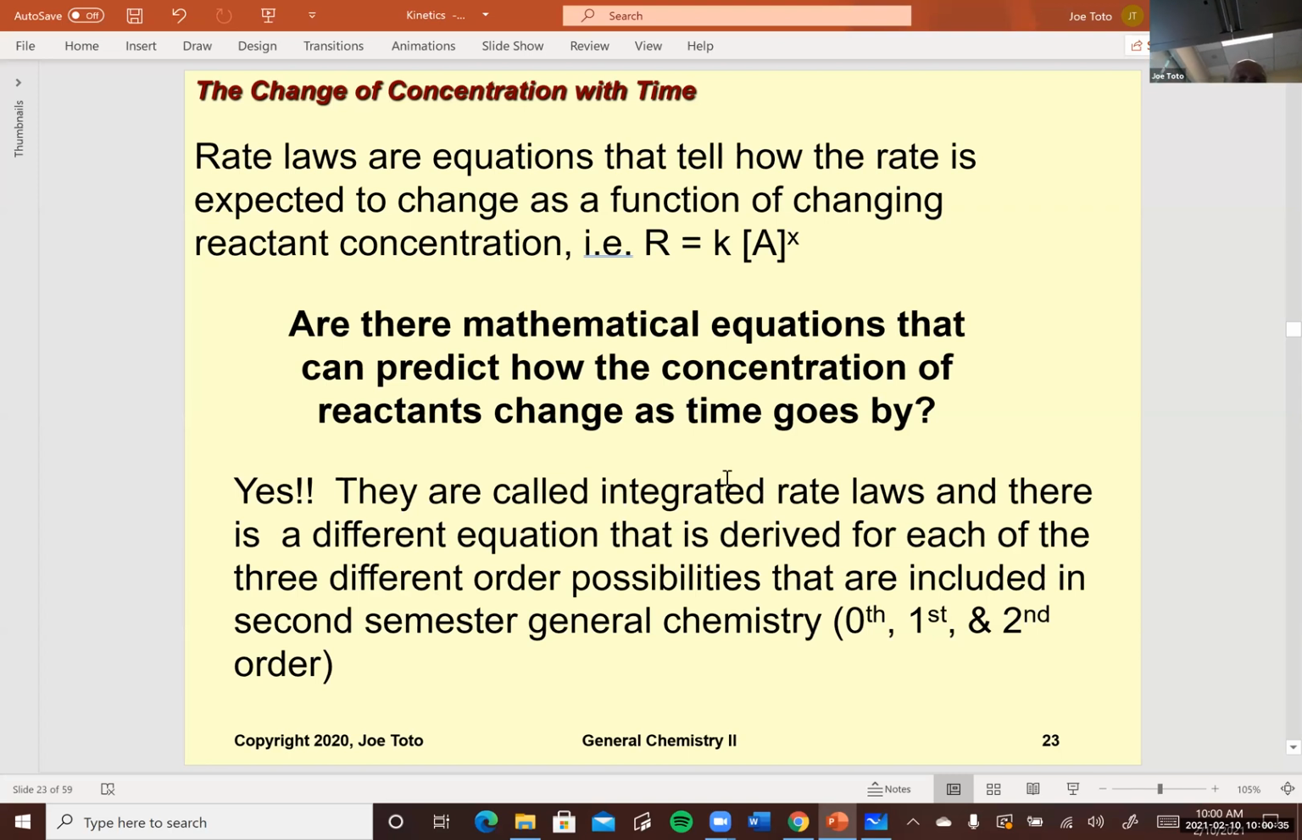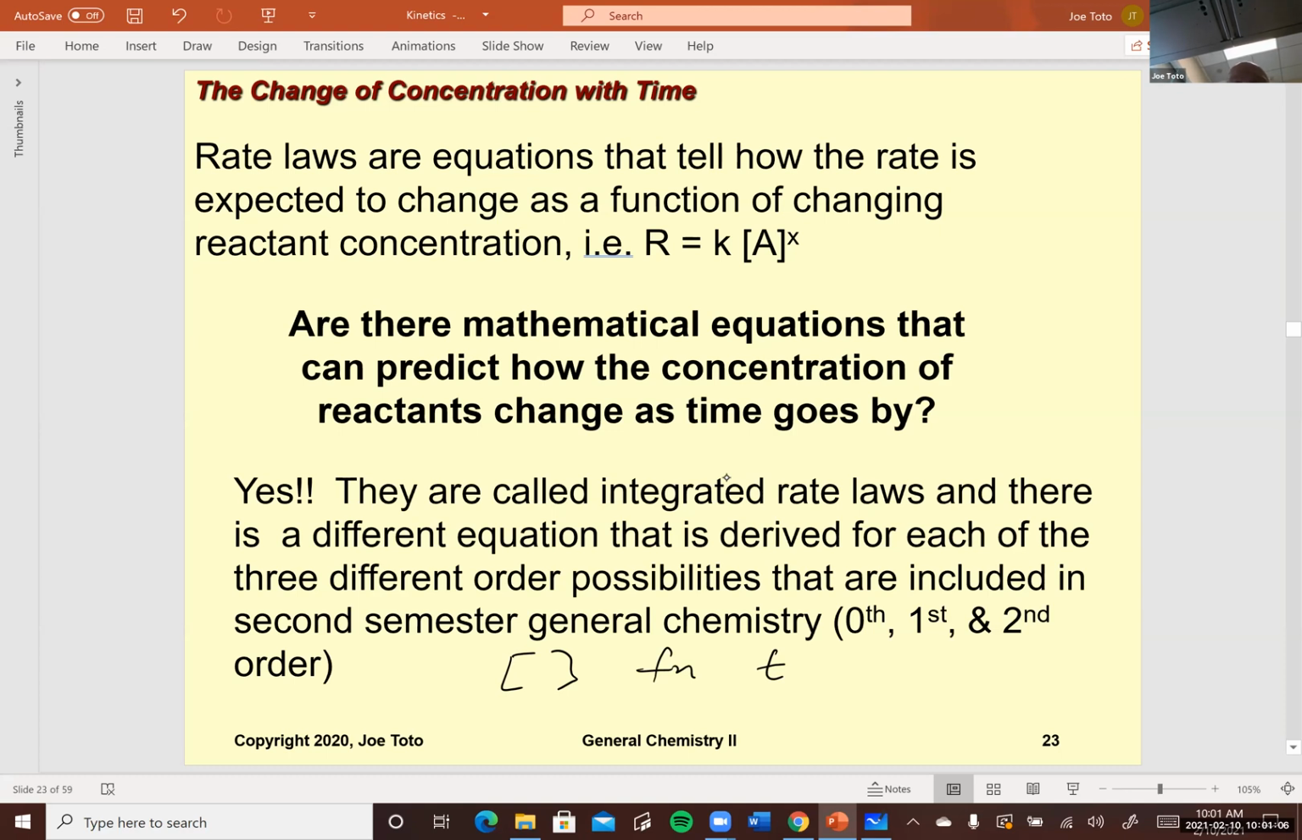Yesterday, we started talking about integrated rate laws. If you looked at the video from yesterday's discussion, this is pretty much where we started. We said, okay, we have a pretty good understanding of how rate is affected by changes of concentration, but is there any way that we can track the change in the concentration as a function of, say, time?